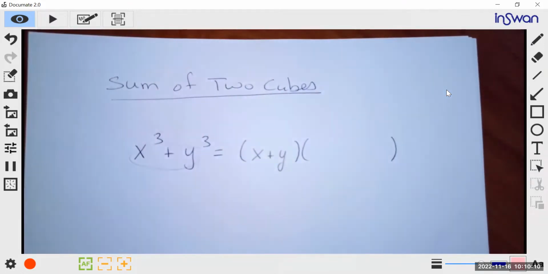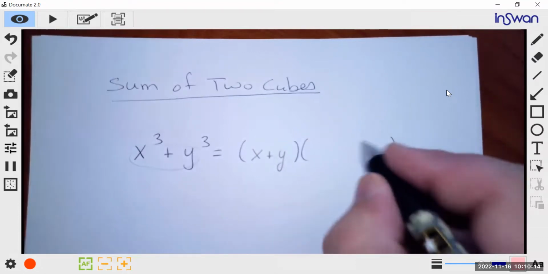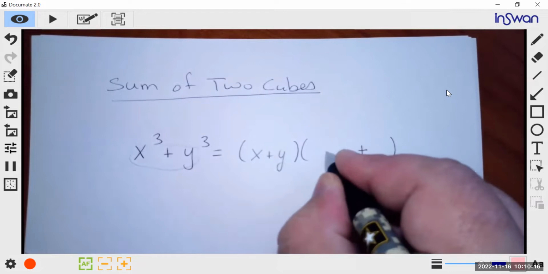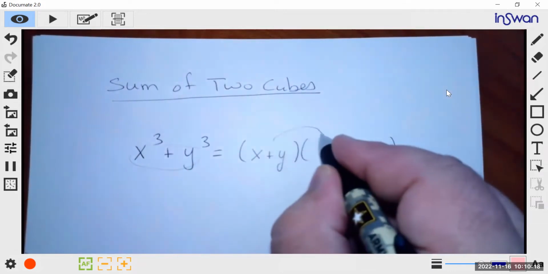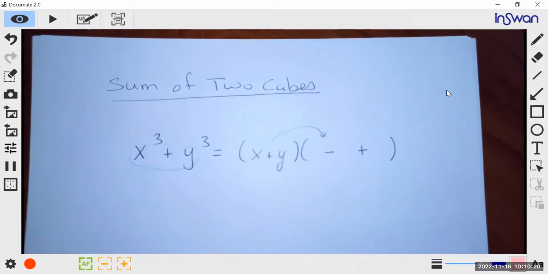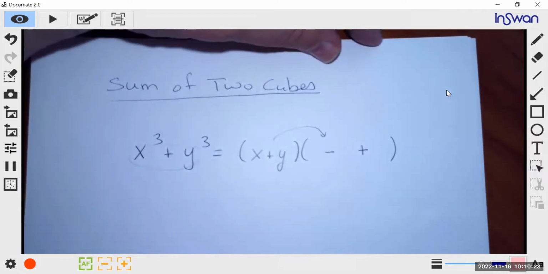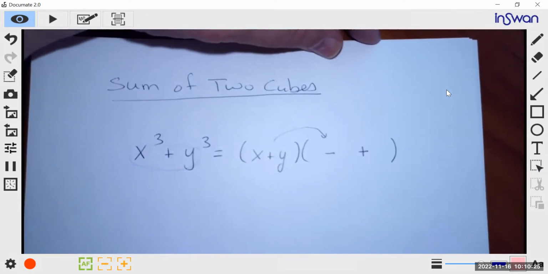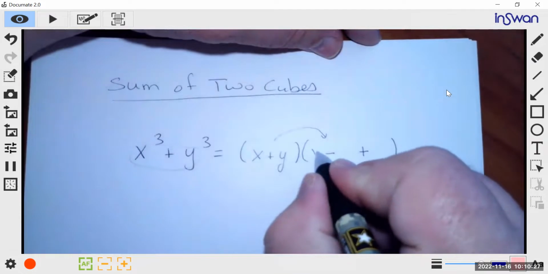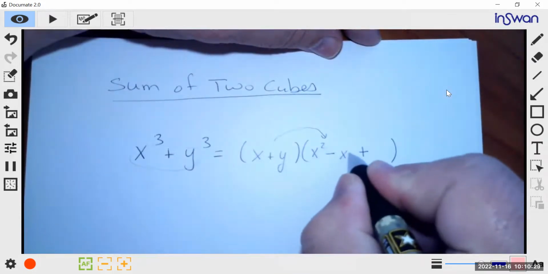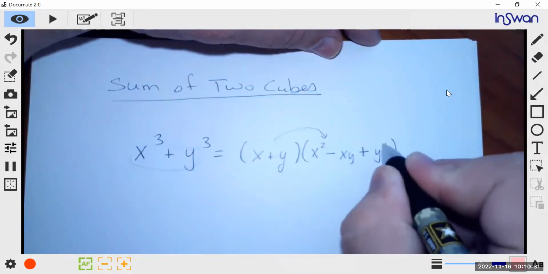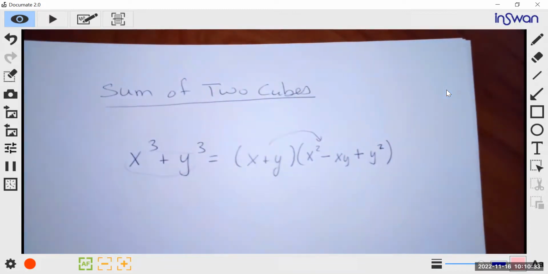Remember what I just said? In your factored form, you have to have one minus and two pluses. The second sign's always plus. That means this one. These signs are always opposite. And everything else is the same. So the only thing that changes in the sum and difference of two cubes is where the first two signs are. Everything else is identical.